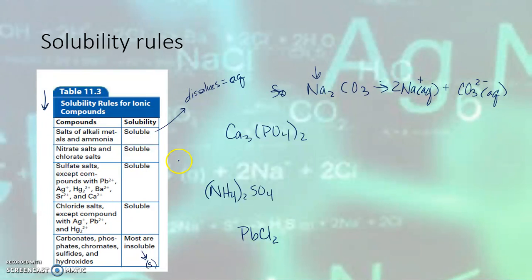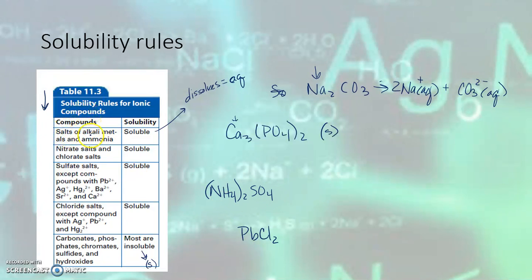All right, chloride salts. It's not a chloride, it's a phosphate. Carbonates, phosphates, chromates, sulfides, and hydroxides are going to be insoluble. So guess what? This is not going to break apart. See how I did that? Now, if this had been sodium or a group 1 metal, it would break apart.